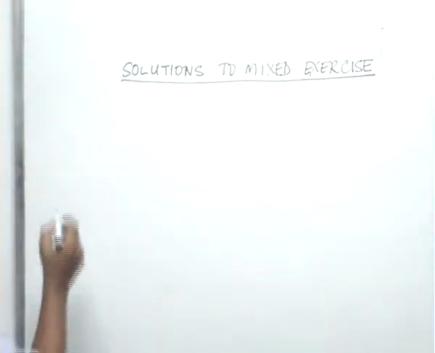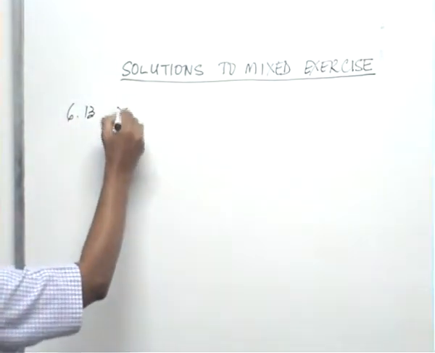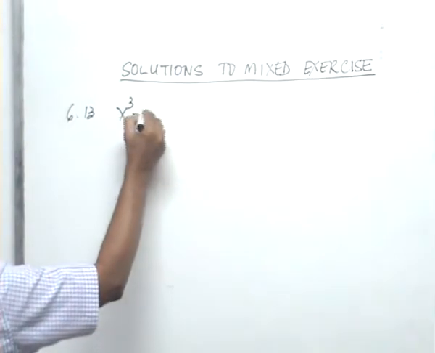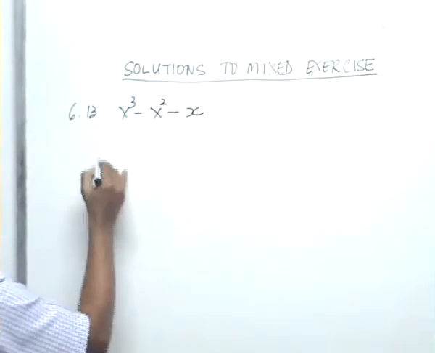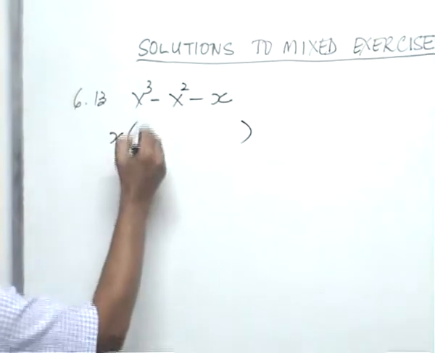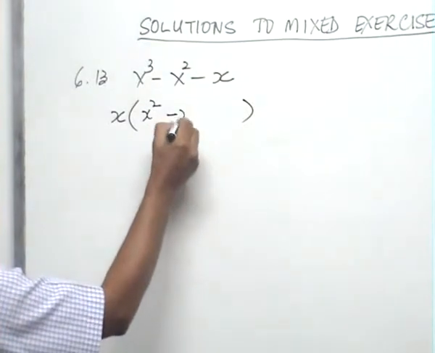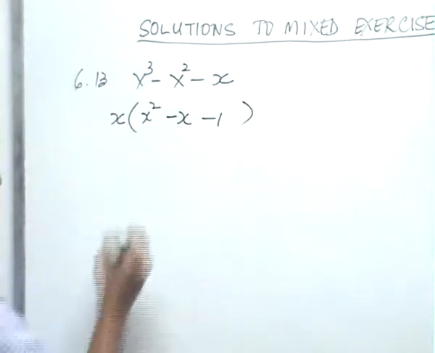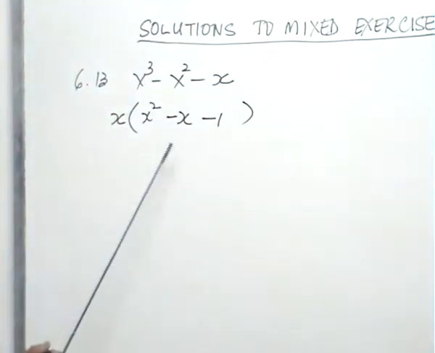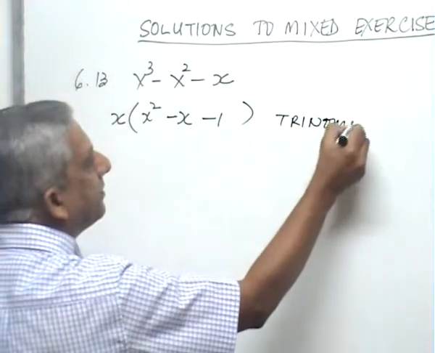Right, what I'm doing now, I'm coming back to 6.13. You see, the question was x cubed minus x squared minus x. Then you found a common factor x. And your answer was x squared minus x minus 1. So this is now a trinomial. Now the second part is a trinomial.